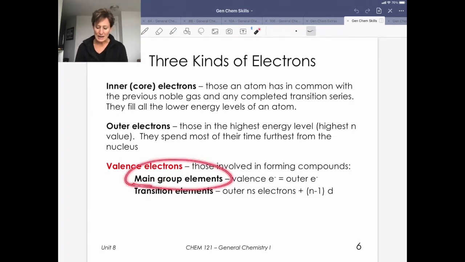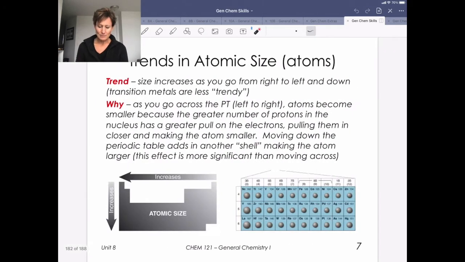For most of our main group elements, the valence electrons are going to be the ones on the outer shell. But when we get into transition elements, remember those are the d block that we find in the middle of the periodic table, the valence electrons are going to be not only the outer electrons in the s orbital, but the ones in the d orbital as well. We'll get to some of that a little bit later on.